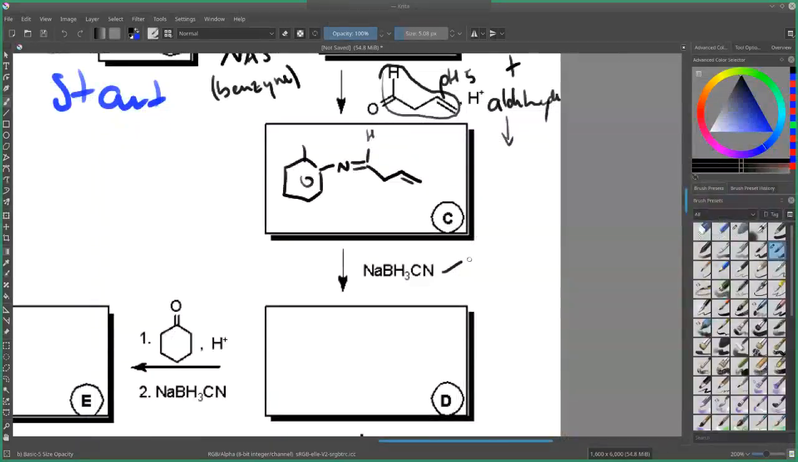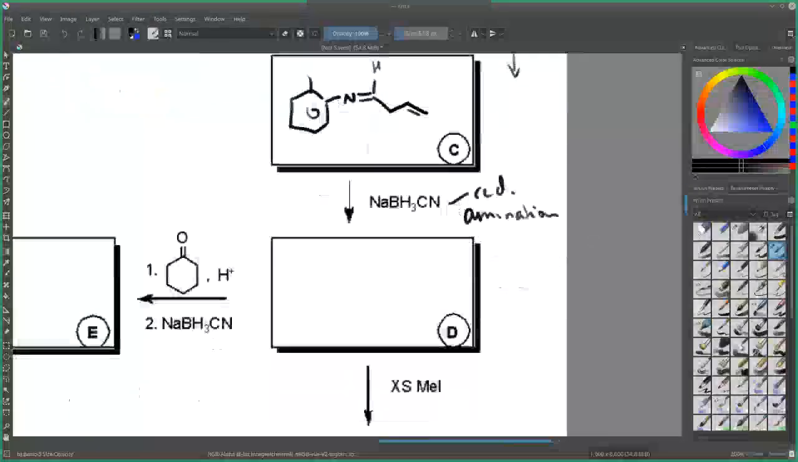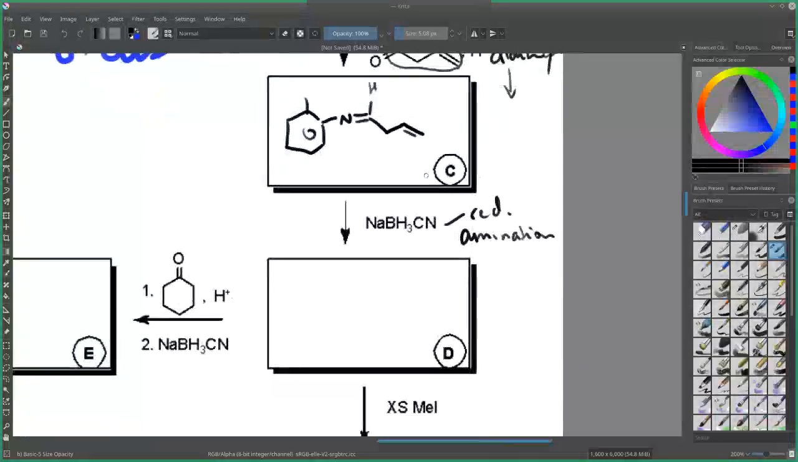Reductive amination. Yeah, there we go. See? You know it. Reductive amination. You know how to say it, but not spell it. There we go. So this is reductive amination. Okay. So we're just going to reduce that imine into an amine instead.